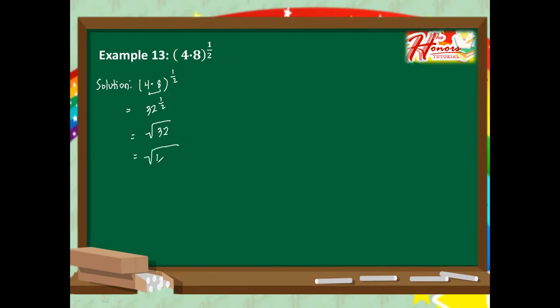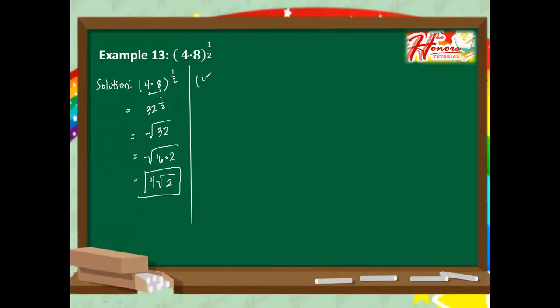One factor is a perfect square number and one is not. So that is the square root of 16 times 2. The square root of 16 is 4. Copy the square root of 2. So the answer is 4 square root of 2. And this is the second method that I was talking about earlier.